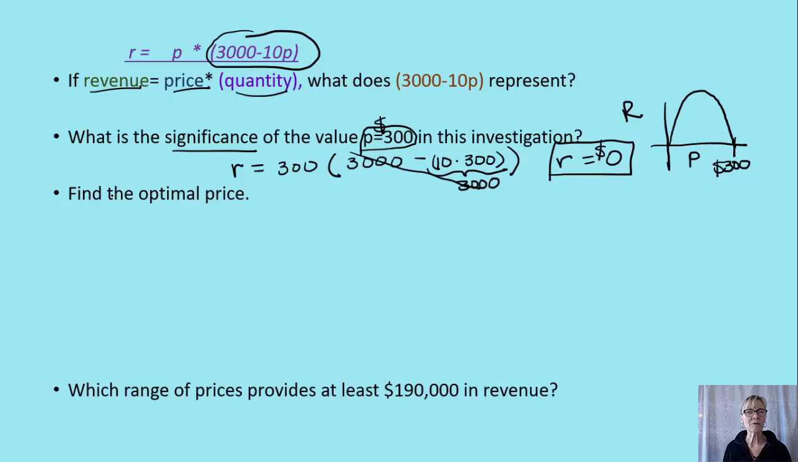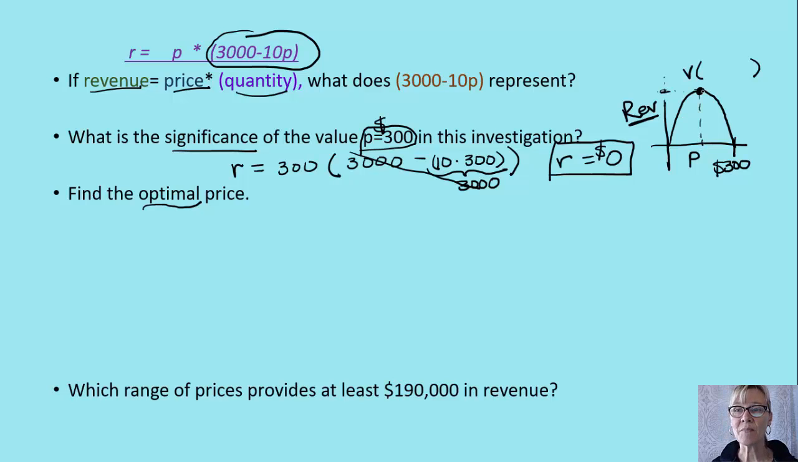Now we want to find the optimal price. Remember, optimal means best in some way, best for the business. The business is interested in revenue. We want to maximize revenue. So the optimal price is the price that occurs at the vertex of this graph, so the revenue is going to be the highest. But revenue is not something we can control. Price is something we can control as a business, and that's why we're studying price instead of revenue.